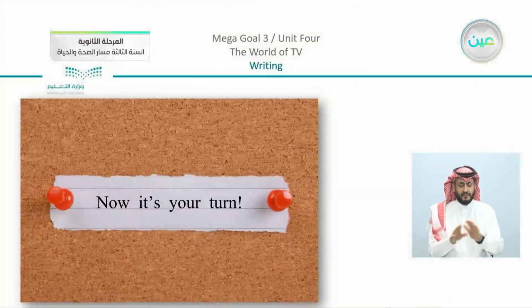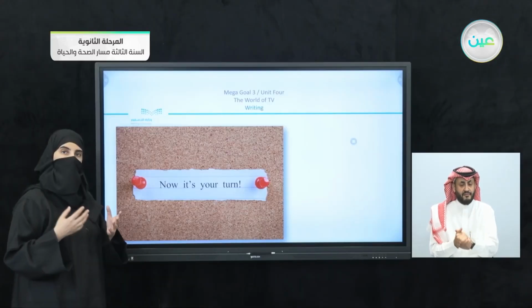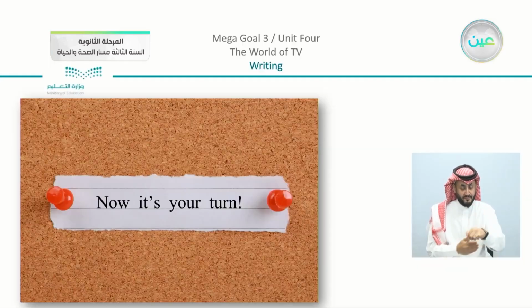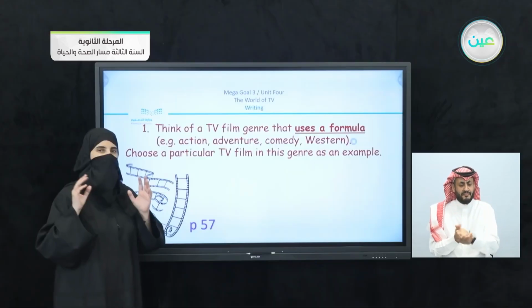We are going to move on with your turn. We are going to write our essay now. So we're going to start with something very simple here. Number one, think of a TV film genre that uses a formula, for example, action, adventure, comedy, western. Choose a particular TV film in this genre as an example. So this is something very simple.